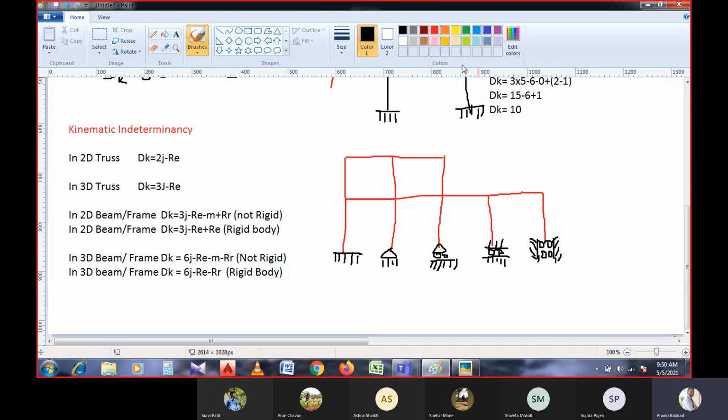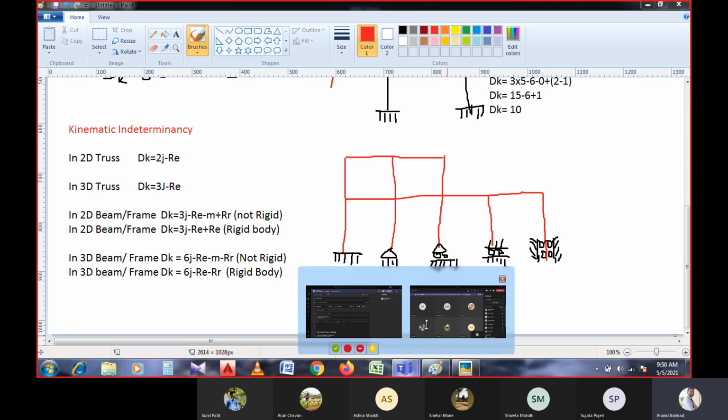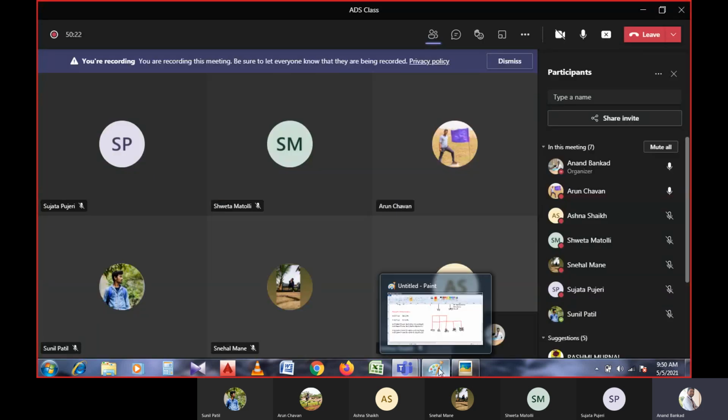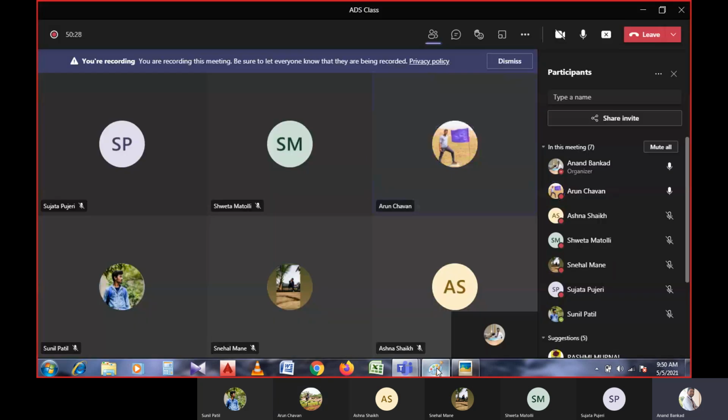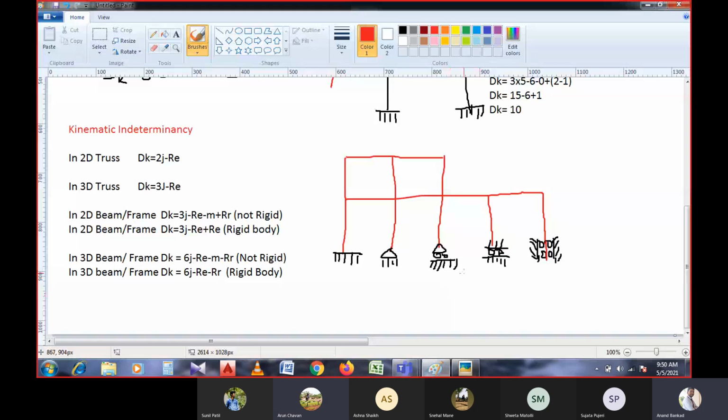Are you listening? Yes. Can you calculate the degrees of freedom for this frame? Try it at least. I will ask each and everyone, how did you calculate and how you have gone through it? Please let me know whether you were able to calculate or not. The formulas are here.